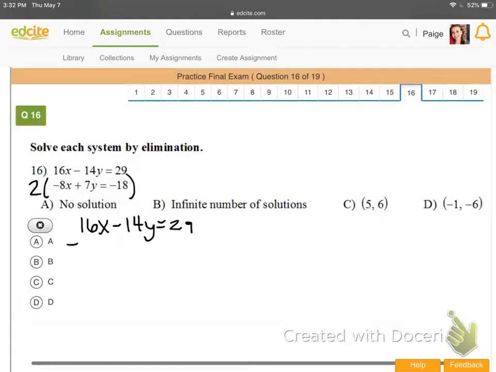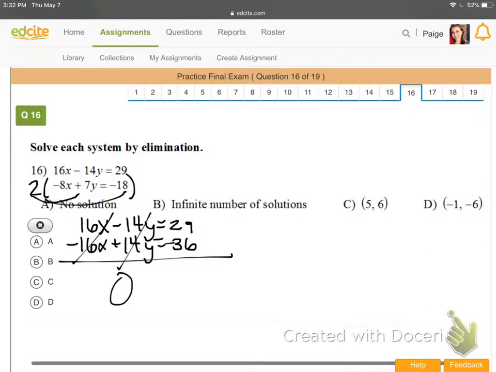And then, let's see, negative 16x, and then 2 times 7 gets me 14y. And then 2 times negative 18 gets me, or negative 36, excuse me. So then now we're going to see that our x's cancel out, but we're also going to see that our y's cancel out. So we have 0 left over. So then we have the 29 minus 36, which gets me negative 7, excuse me.